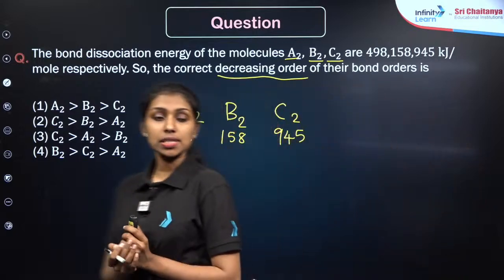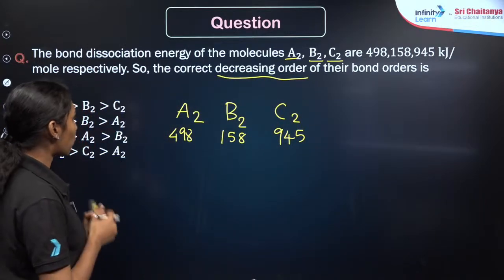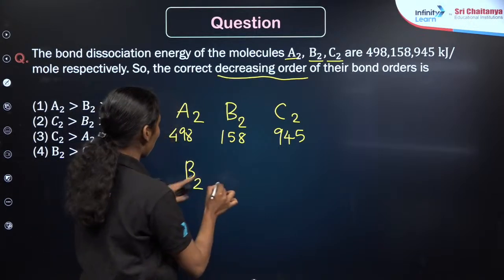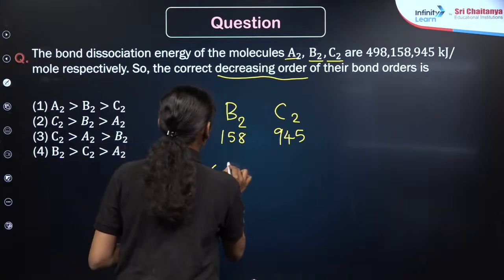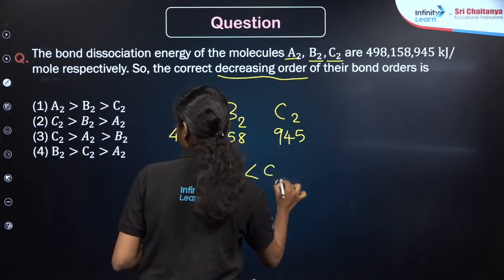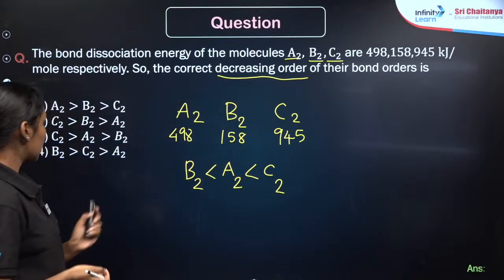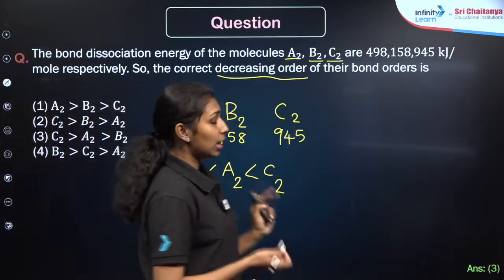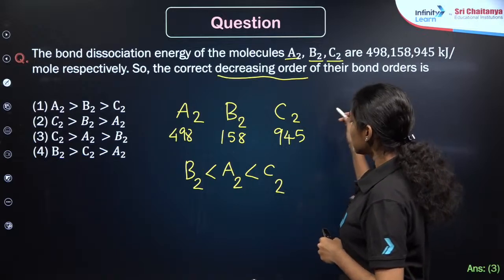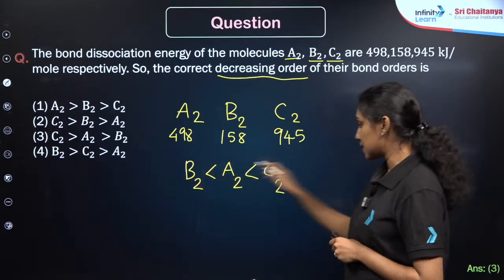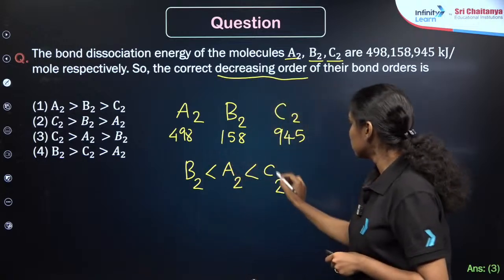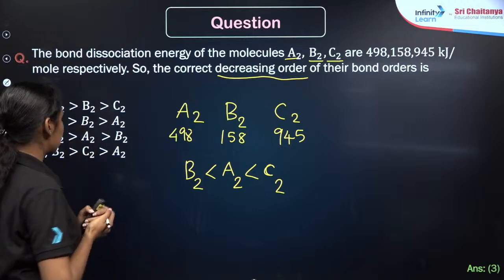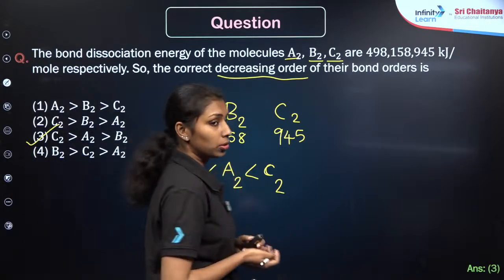As the bond order increases, bond energy also increases, right? So we can say that there is a directly proportional relationship. As you can see here, the least one is B2, then A2, then C2. We have to find out the decreasing order, so here it is C2 greater than A2 greater than B2, just the reverse order, right? Bond energy is directly proportional to the bond order, so B2, A2, C2 will be the increasing order. So here option 3 will be the correct answer: C2 is greater than A2 is greater than B2. Clear?